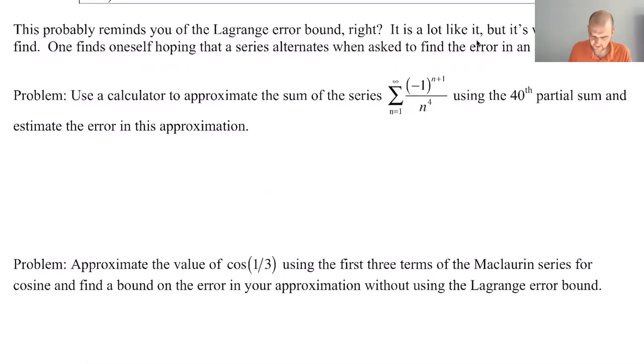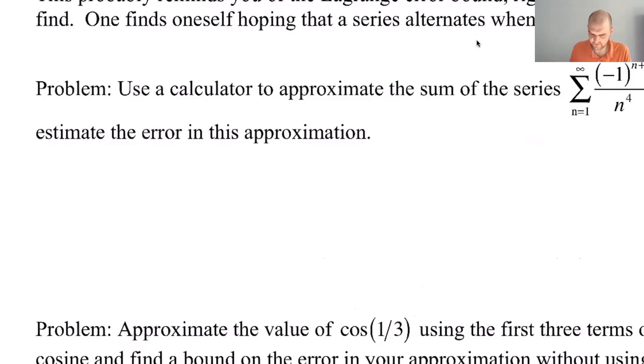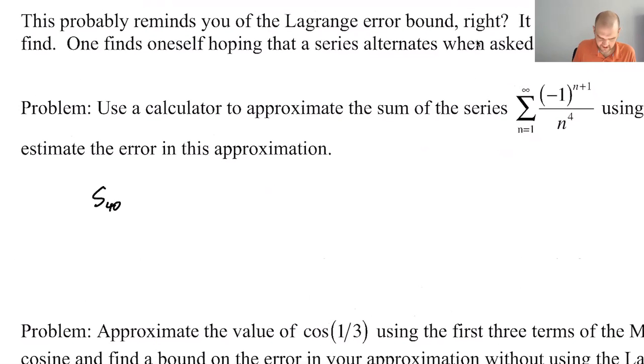So use a calculator to approximate the sum of the series using the 40th partial sum, estimate the error. All right, so the 40th partial sum, I'm going to call S sub 40, is going to be the sum from 1 to 40 of (-1)^(n+1) over n to the 4th. And that's definitely a calculator thing.